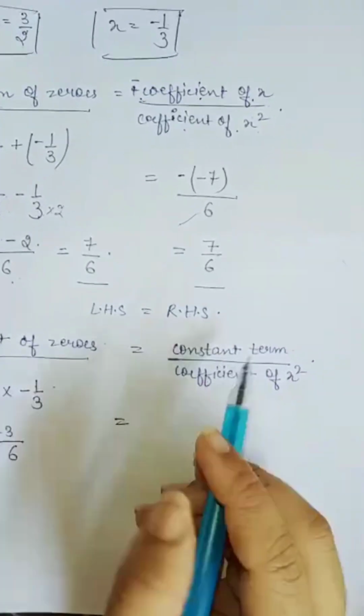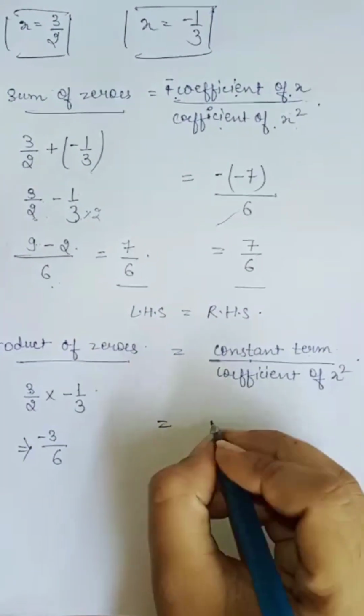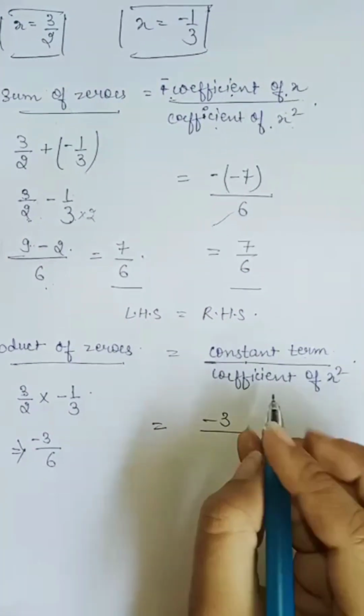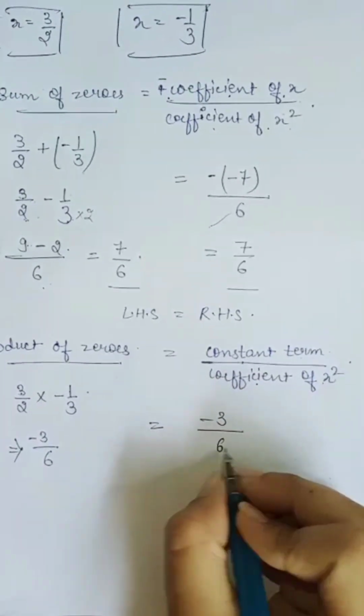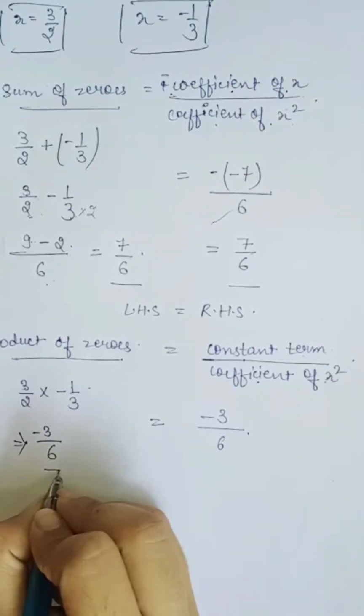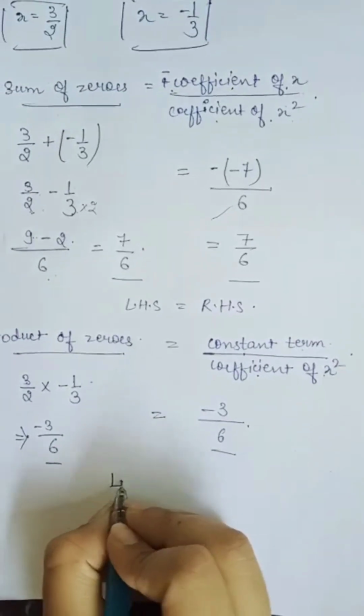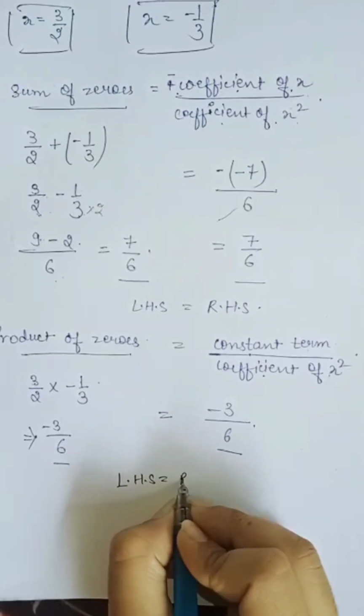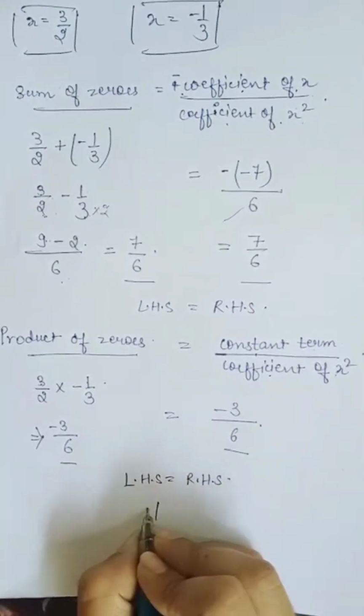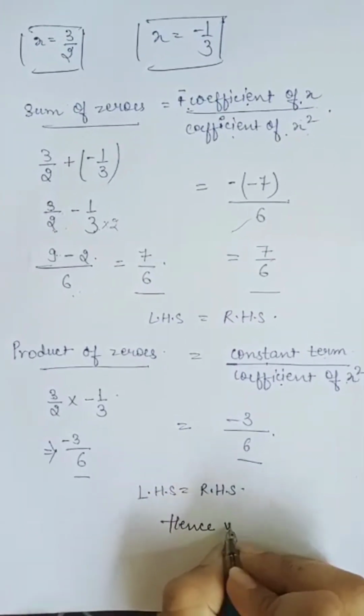Now here, the constant term of the polynomial is minus 3 and upon coefficient of x square is 6. So you can see LHS is equal to RHS. Hence verified.